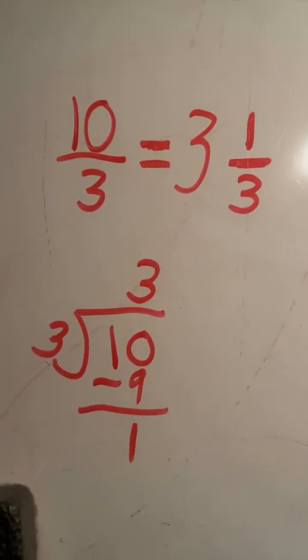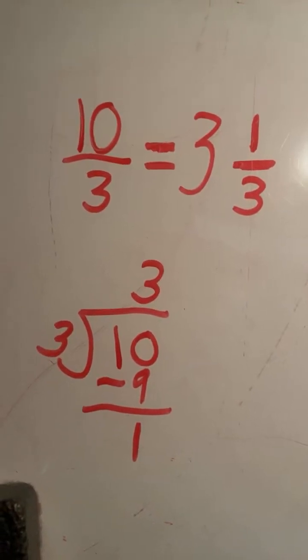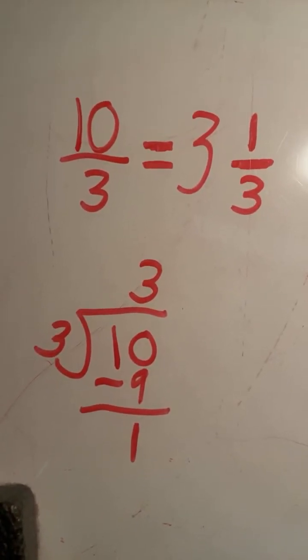And we have our final answer. 10/3 converted into a mixed number equals 3 1/3.